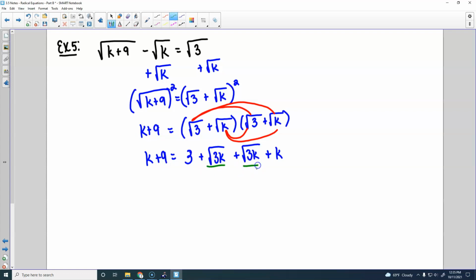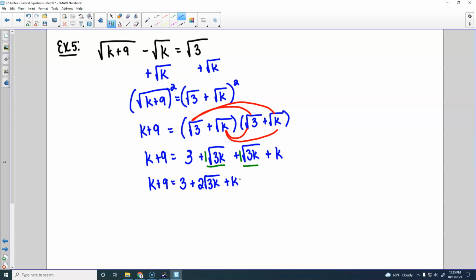Now, these two terms right here can be put together. What am I going to get when I do the square root of 3k plus the square root of 3k? What do you think, Matthew? Perfect, because they both have 1s in front of them. We're just combining them there. So k plus 9 equals 3 plus 2 square root of 3k plus k. And you could have gone straight to that with the double square if you're okay with that.